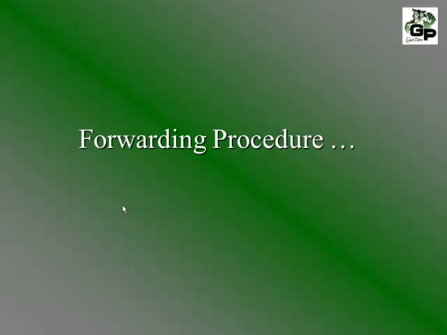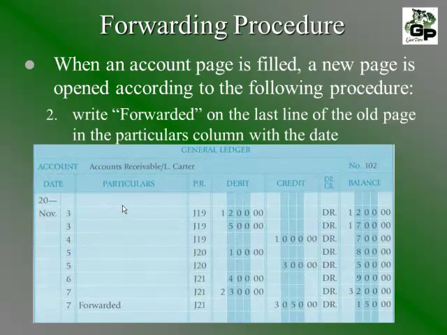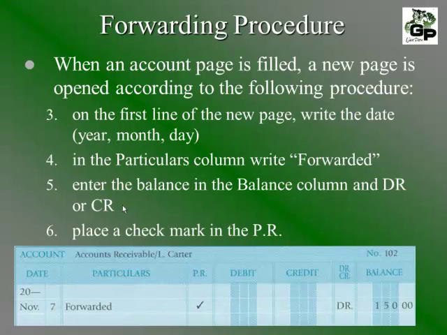Now there is a special procedure called a forwarding procedure. When an account page is filled, a new page is opened according to the following procedure. On the new page, we enter the same account name and number. We write forwarded on the last line of the old page in the particulars column with the date. So we put, in this example, the 7th, and we write forwarded. Step 3, on the first line of the new page, we write the date, the year, the month, and the day, and in the particulars column, we write forwarded.